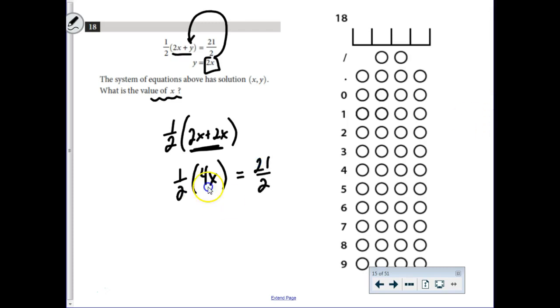There's a few things you can do at this point. For most kids, they just multiply the 1/2 and the 4. Remember, there are fractions in this problem, and no, you can't use your calculator. So this is 2x equals 21/2. And now we divide by 2, also known as, what's the same thing as dividing by 2? Multiplying by the reciprocal of 1/2, right?